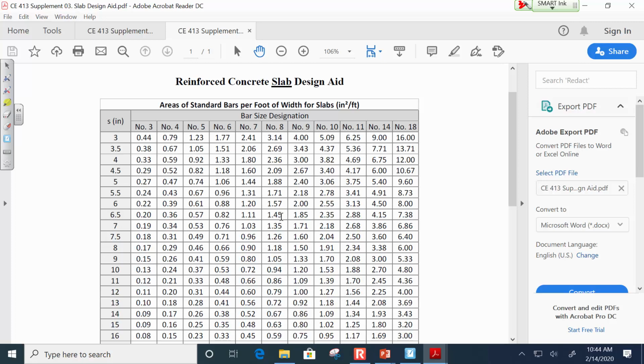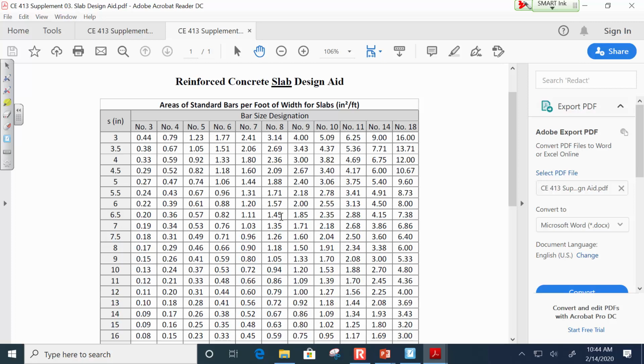Let me ask you a question. Let's pick out the number 5 bar. What is the area of a single number 5 bar? I'm just using a number 5 as an example. 0.31 inches squared. So the area of a single number 5 is 0.31 square inches. Is that a fair statement? So what we've got here is a table that shows the area of bars per foot.